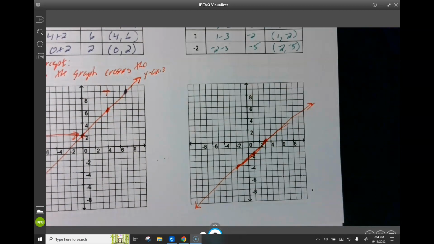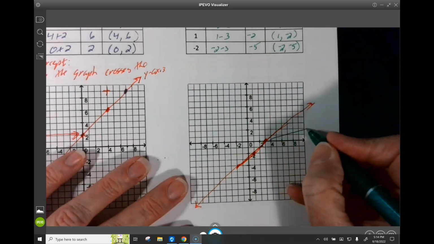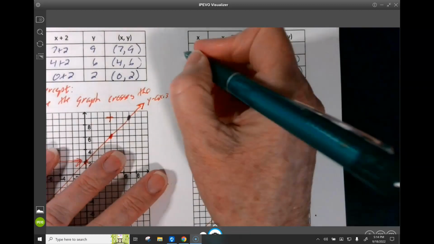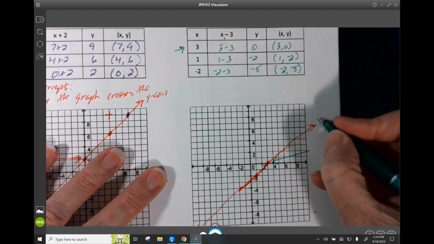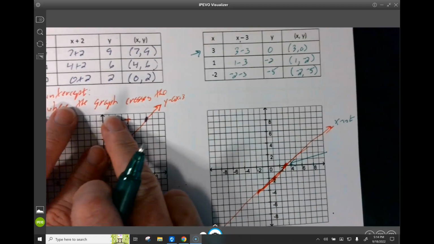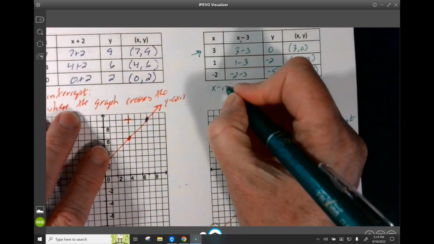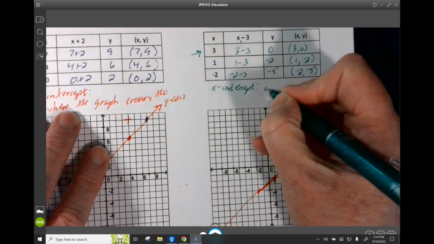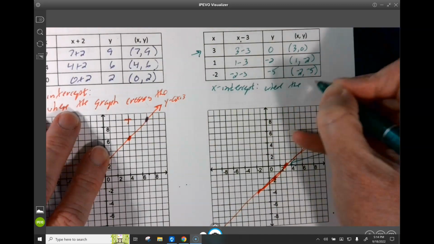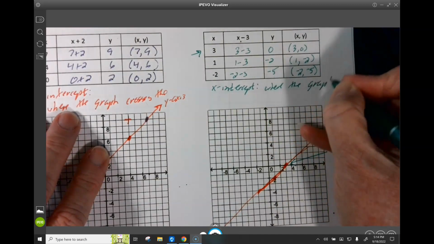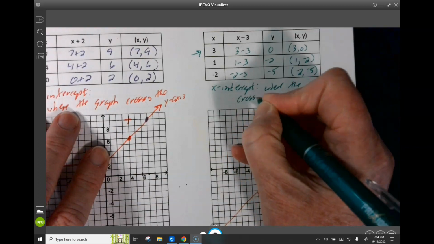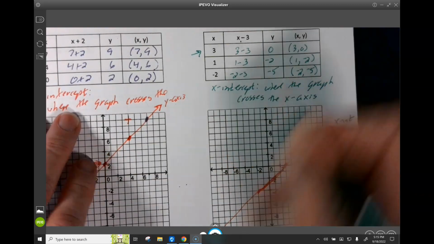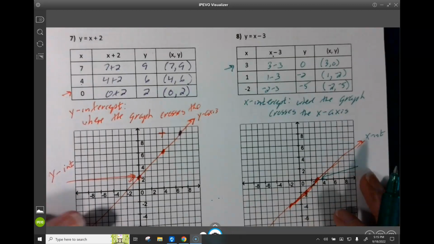Now look at these, and look at this point right here. What do you think that's called? What do you notice that it is? The same point up here. That's called our x-intercept. And if we look at the definition of a y-intercept, you can probably do the x-intercept all on your own. An x-intercept is where the graph crosses the x-axis.